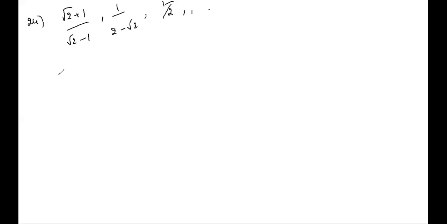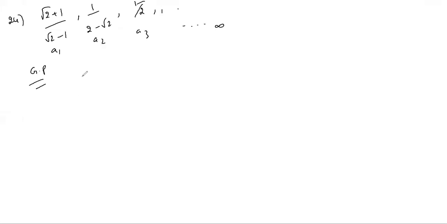The given sequence is root 2 plus 1 by root 2 minus 1, 1 by 2 minus root 2, 1 by 2 and so on. So here this is A1, A2, A3 and so on. This is already given as a geometric progression, and for infinite terms the sum is a by 1 minus r. First term we have root 2 plus 1 by root 2 minus 1.